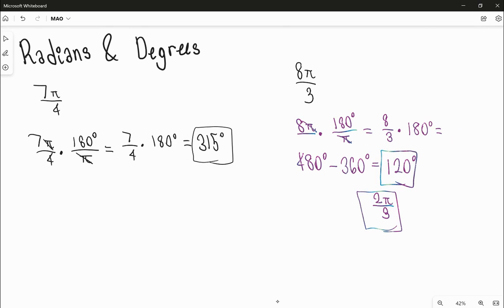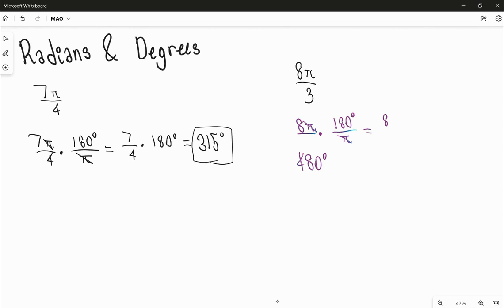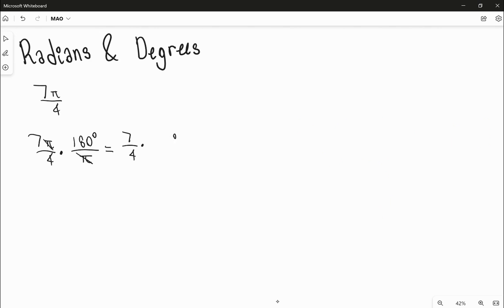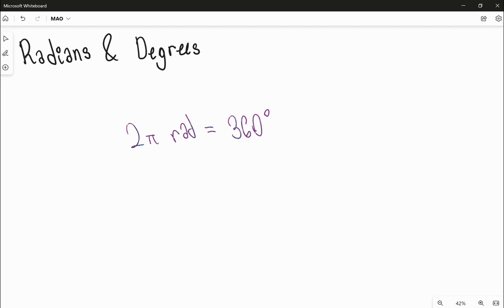But that's it. That's what radians are, what degrees are. Hopefully you already knew what degrees were at this point, and that's how you convert them. So just remember that if 2 pi radians is equal to 360 degrees, then pi radians is equal to 180 degrees.